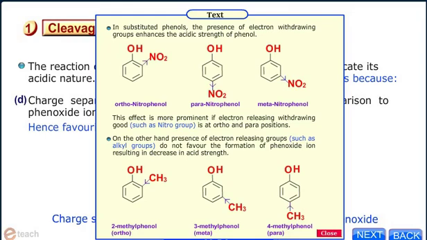That's why acidic strength of 2-methylphenol is less than 4-methylphenol, which is less than 3-methylphenol.